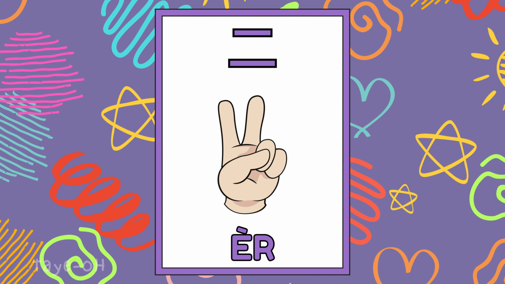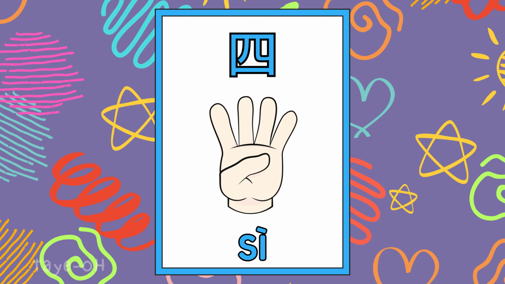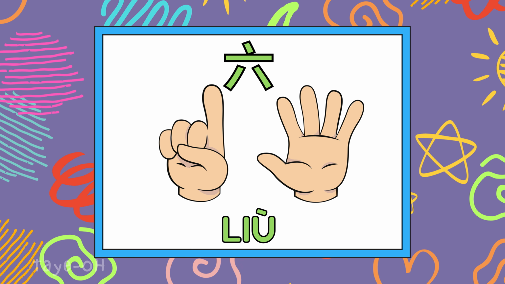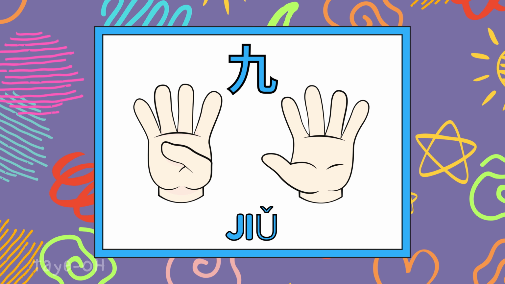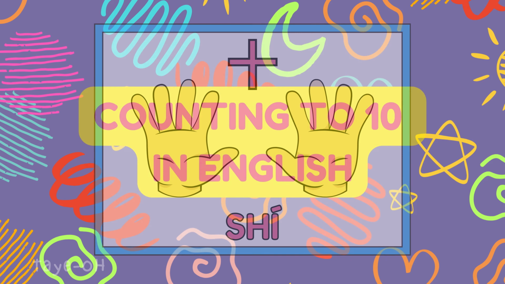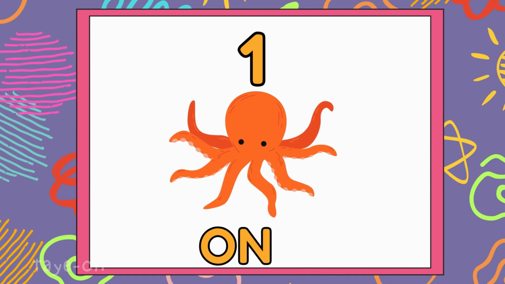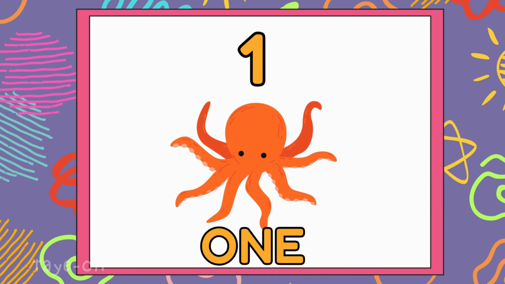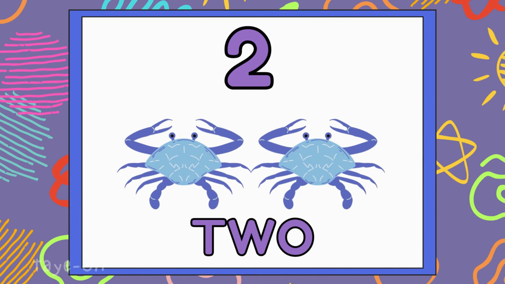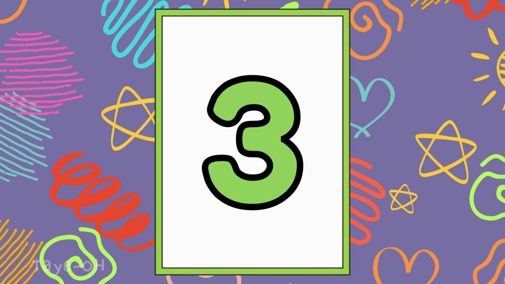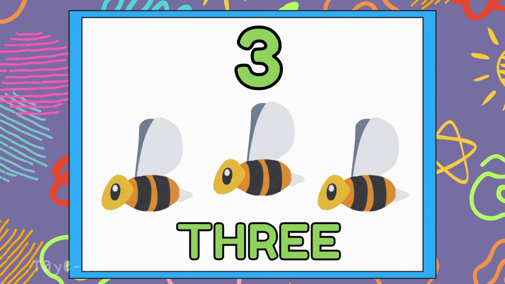一二三四五六七八九十. Counting to 10 in English. 1 O-N-E 1 octopus. 2 T-W-O 2 crabs. 3 T-H-R-E-E 3 bees.